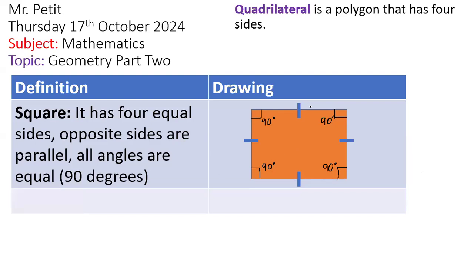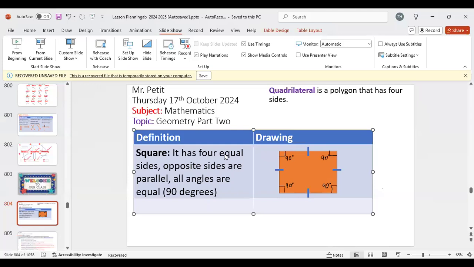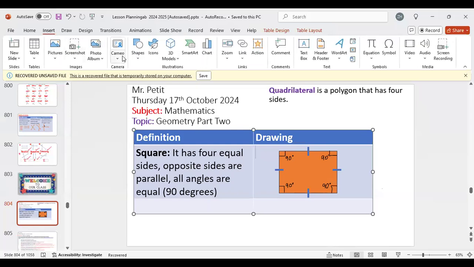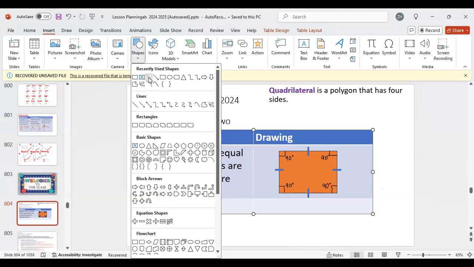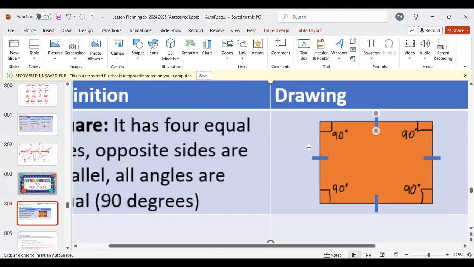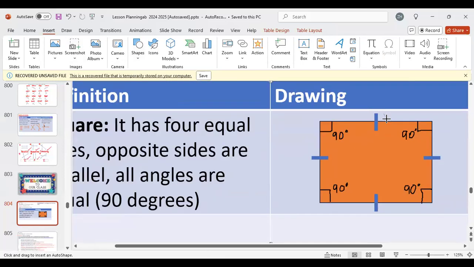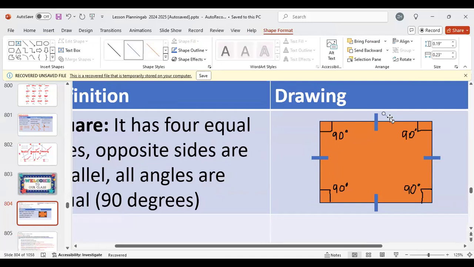I wanted it to stand out, so let me just do it properly. So we want to show the arrows, which indicate that the sides are parallel.